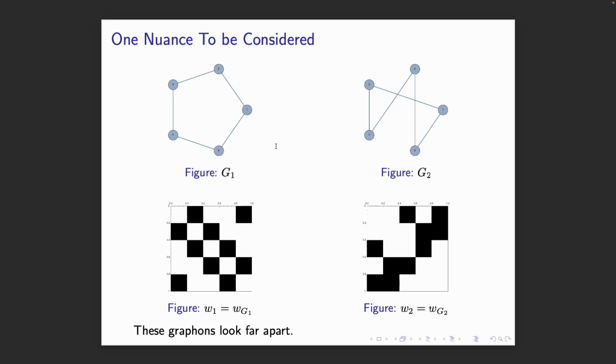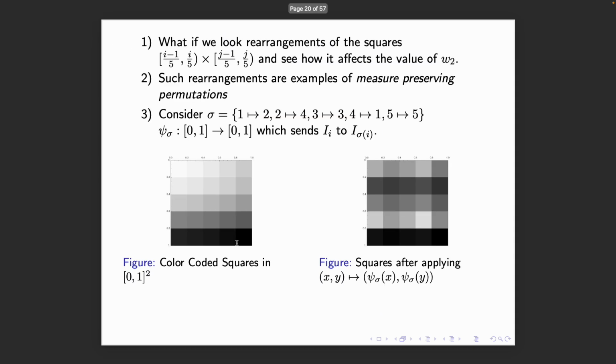There are some nuances to be considered, however. I have two graphs displayed above. If we construct their graphons, they don't look close at all. However, we will see that they are actually the same graph. So when we're finding the distance between graphons, we need to consider all possible rearrangements of this unit square. For instance, I have a permutation sigma. It's going to send 1 to 2, 2 to 4, 3 is going to stay the same, 4 is going to go to 1, and 5 is also going to stay the same.